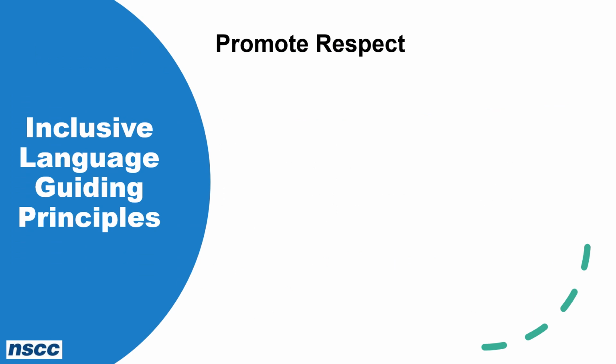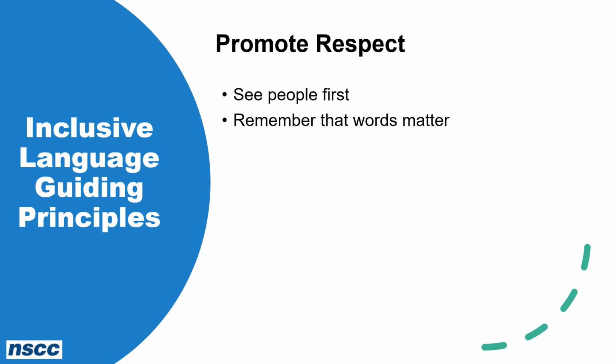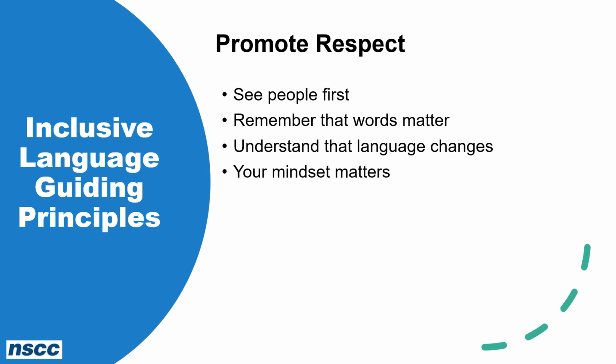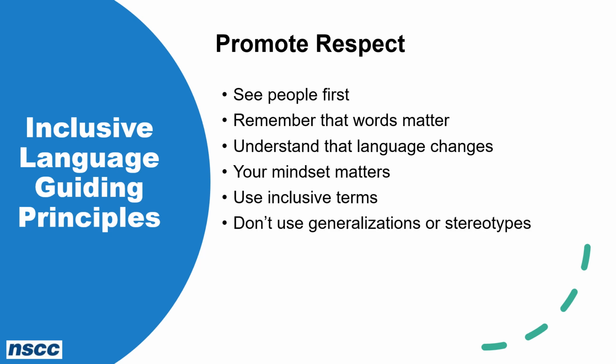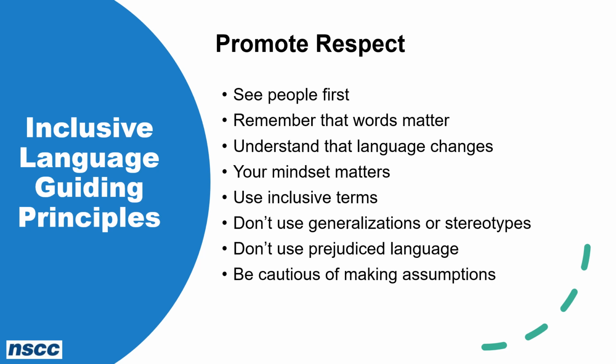What are some inclusive language guiding principles? We need to promote respect. Some ways to promote respect include: see people first. Remember that words matter. Understand that language changes. Your mindset matters. Use inclusive terms. Don't use generalizations or stereotypes. Don't use prejudiced language. Be cautious of making assumptions. Be self-reflective. Maintain privacy.